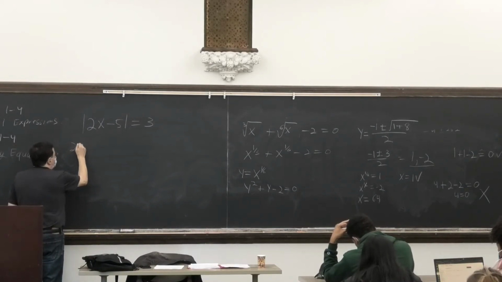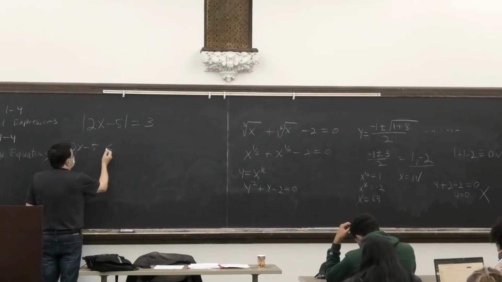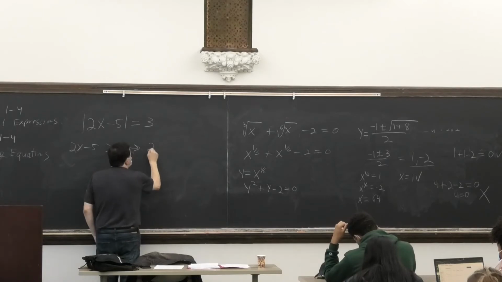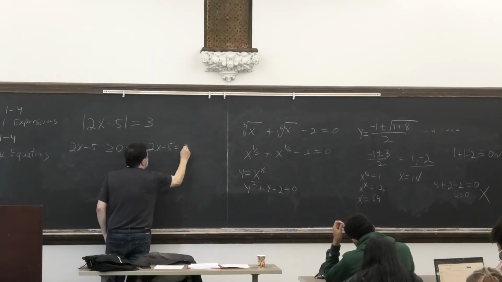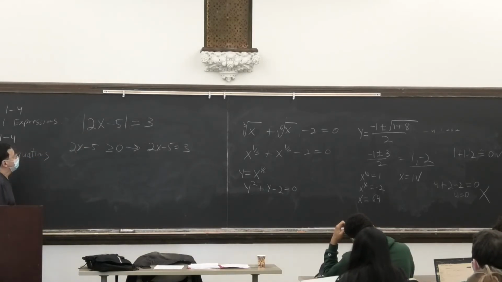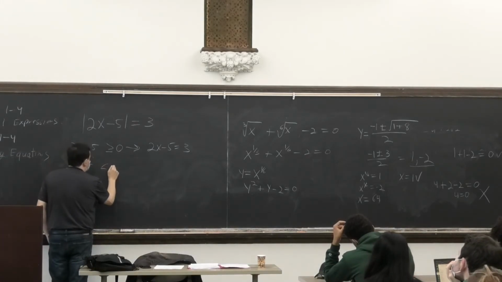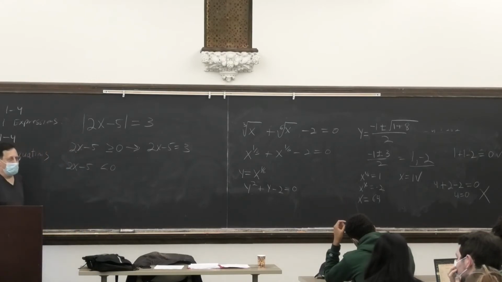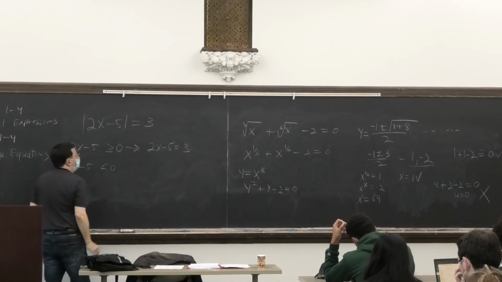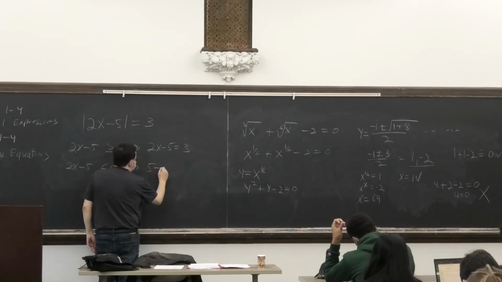So, for example, if 2x minus 5 is greater than 0, we have this equation, 2x minus 5 equals 3. We can just take it right out of the absolute value sign. However, if 2x minus 5 is less than 0, that transforms the equation. That means we have to take whatever's in here and multiply it by minus 1. Well, in this case, we can just do this by switching these around.